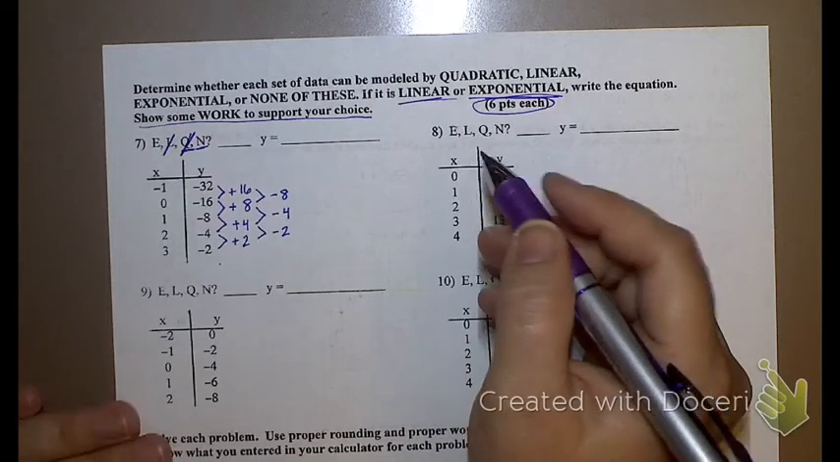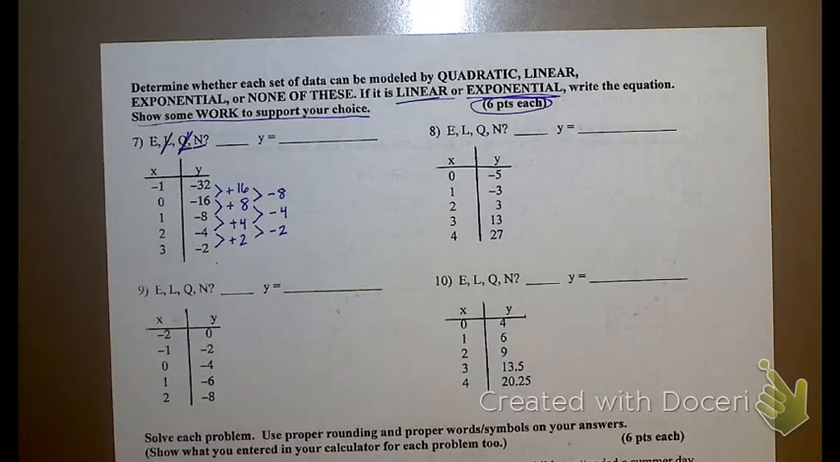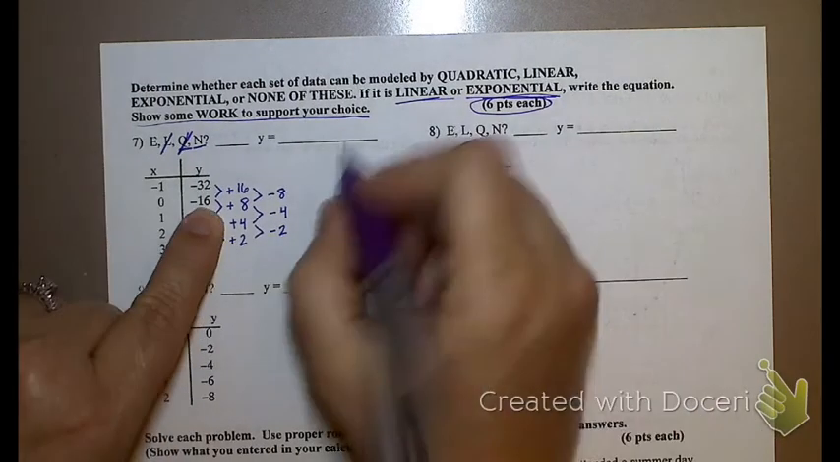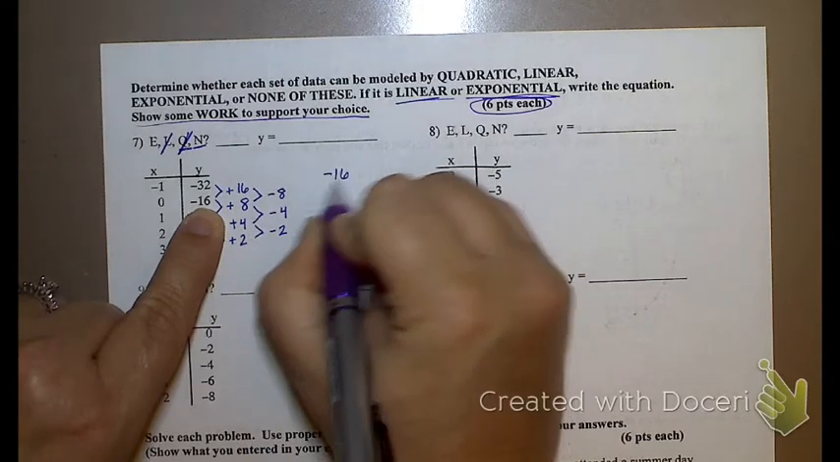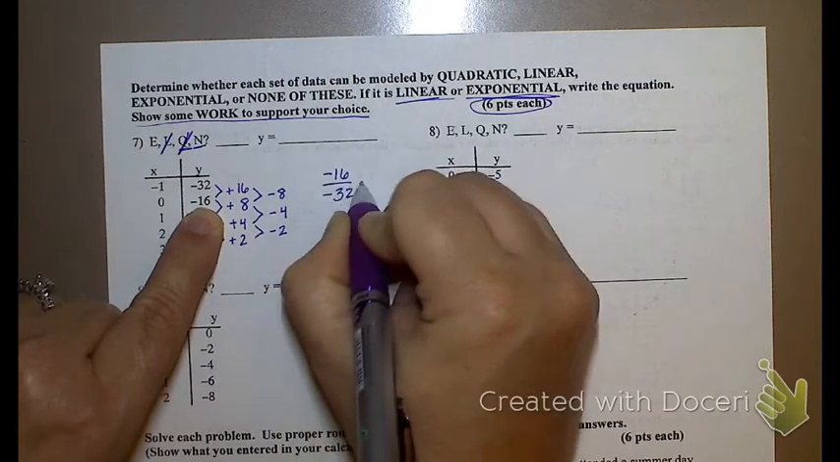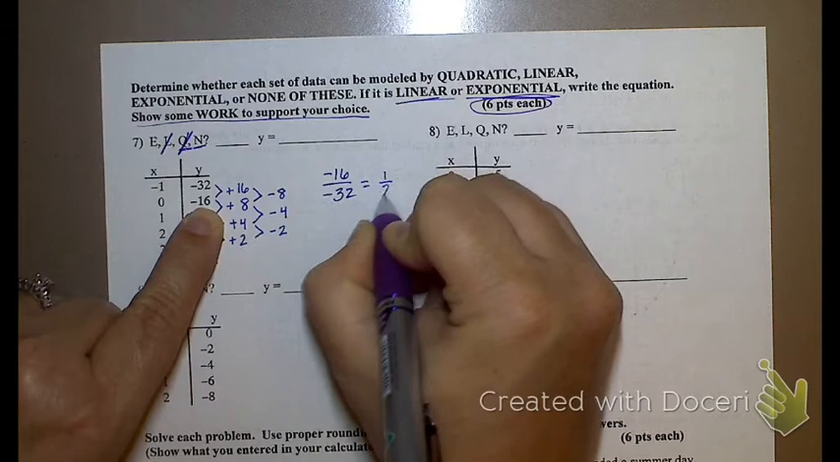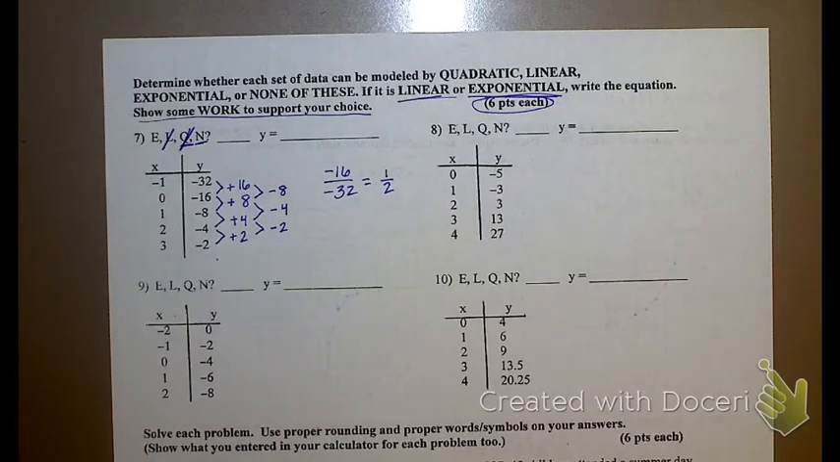How do I determine exponential? I have to set up the fractions. Now, if I just do this, negative 16 over negative 32, and show, oh, that reduces to 1/2, that is not enough to show me that it's exponential. You have to show me that every single fraction all reduces to the same thing. That's what shows me it's exponential.